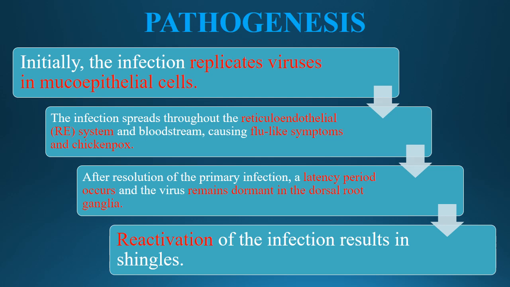Then after, the virus-affected host cells are cleared by the T-cell mediated immune mechanism and antibody-dependent cell-mediated cytotoxicity. The virus may also enter nerve endings and be transported to the dorsal root. After this infection, the virus remains latent in the cranial nerve, with reactivation causing disseminated zoster, shingles, in the immunocompromised host.